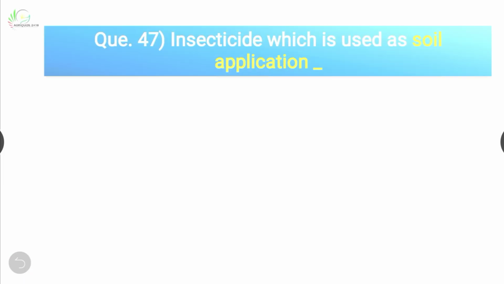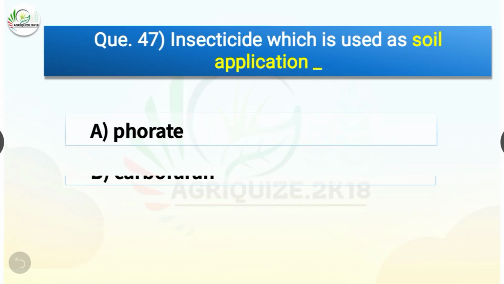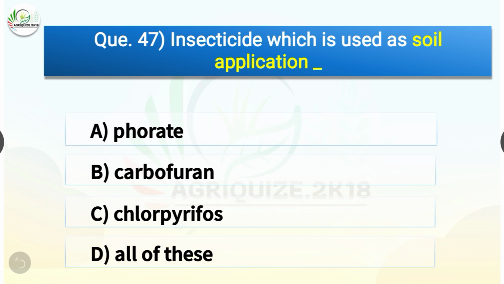Question number 47. Insecticide which is used as soil application is dash. The options are phorate, carbofuran, chlorpyrifos, or all of these. The correct answer is option D, all of these. So insecticides which are used as soil application are all the three: phorate, carbofuran, and chlorpyrifos.